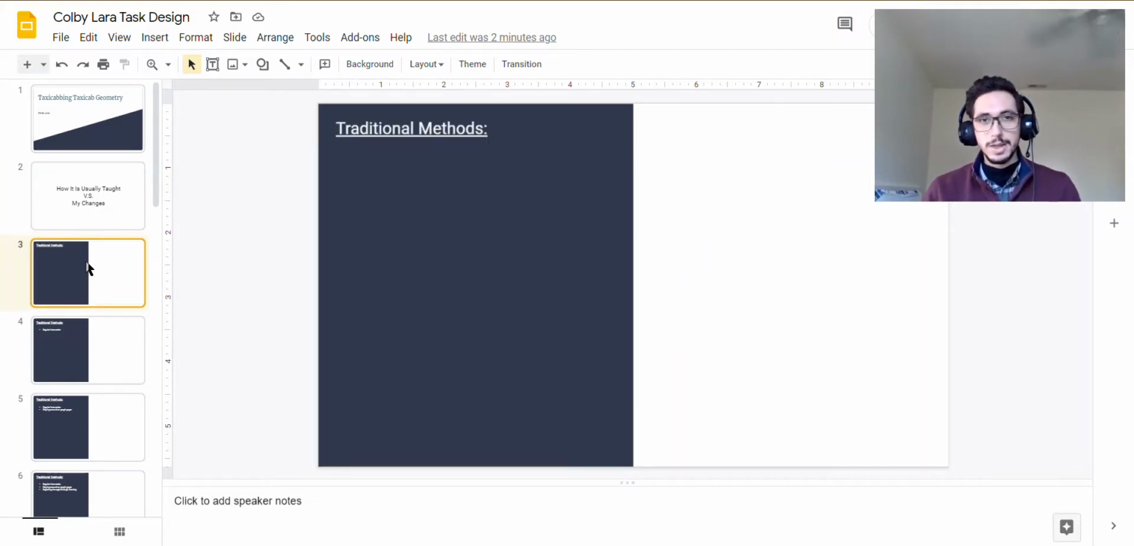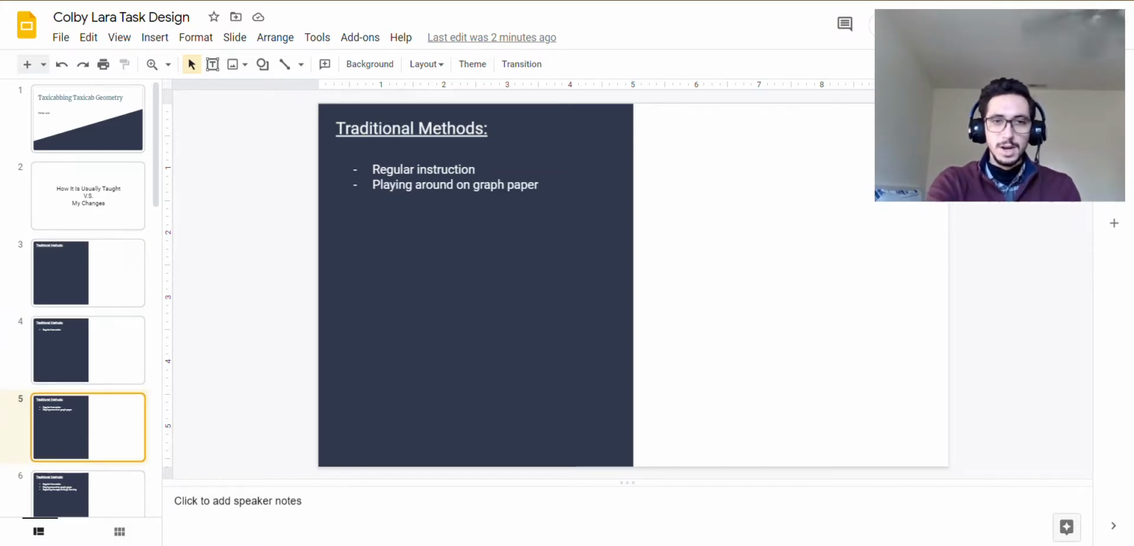So the traditional methods for teaching this, when I learned this in geometry, what happened was this, regular instruction. And by that, I mean the teacher talks for like 30 minutes just about the subject, examples and whatnot. And then we go around and do our work. We're all used to that, just regular instruction. Playing around on graph paper, right?